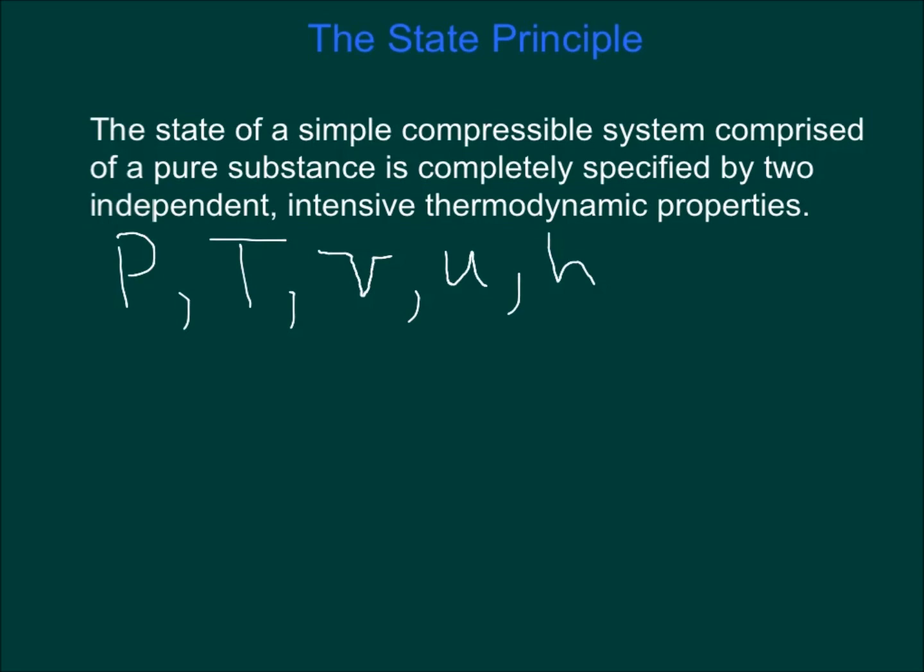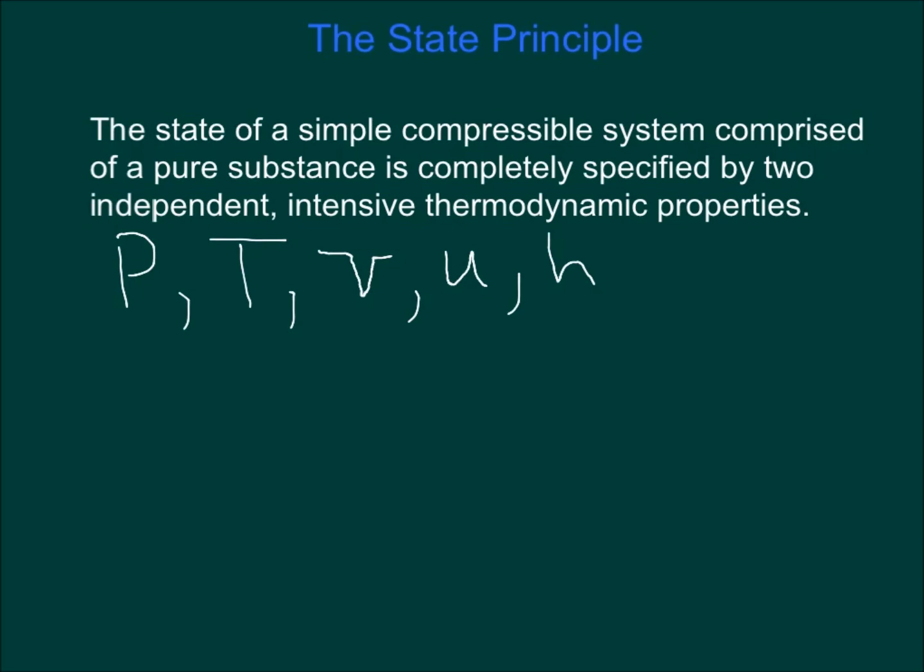Those are all intensive thermodynamic properties. However, we say it has to be independent. And for the most part, pressure and temperature and specific volume will be independent. However, there are certain cases, in the vapor dome of a steam situation, where a substance is going through a phase change and occupies two phases at one point. Pressure and temperature are no longer independent, and therefore you cannot define the exact state of that system just with pressure and temperature. And so you would need a different one.